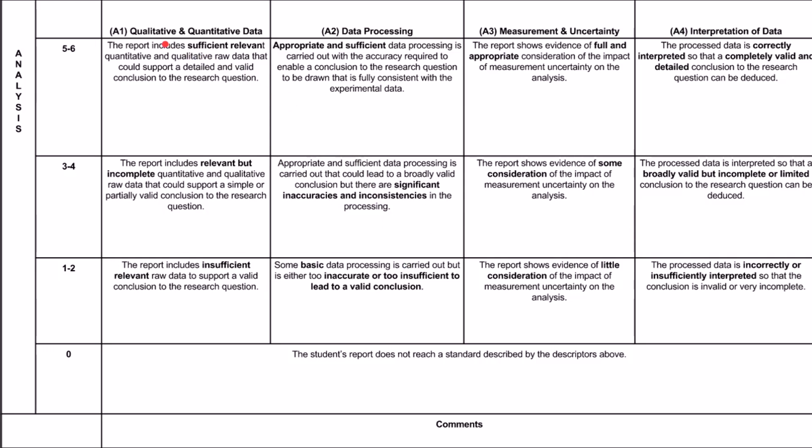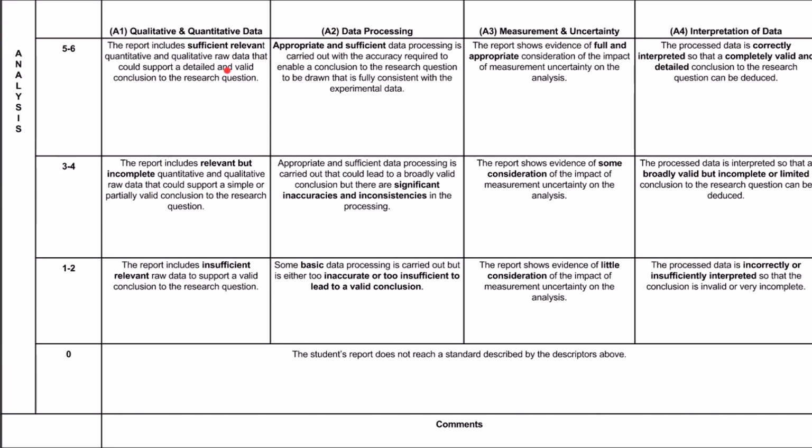This is an adapted version of the IB analysis rubric for their internal assessment. And as you can see, the scoring system is designed from 0 all the way up to 5 to 6, with 6 being the top score that's available for this component. There are 4 subsections of this analysis component: qualitative and quantitative data, data processing, measurement and uncertainty, and interpretation of data. Each of these is worth anywhere from 0 to 5 or 6.